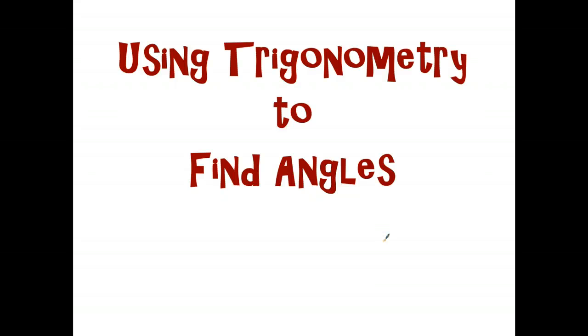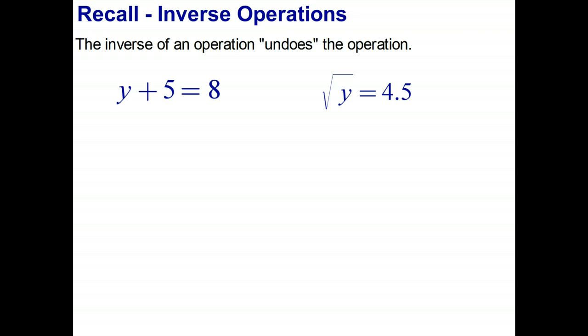Hello students. In the last video we showed you how to use trigonometry to find unknown side lengths in a right angled triangle. And in this video we're going to show you how to find unknown angles. Before we do that, we need a quick review of inverse operations.